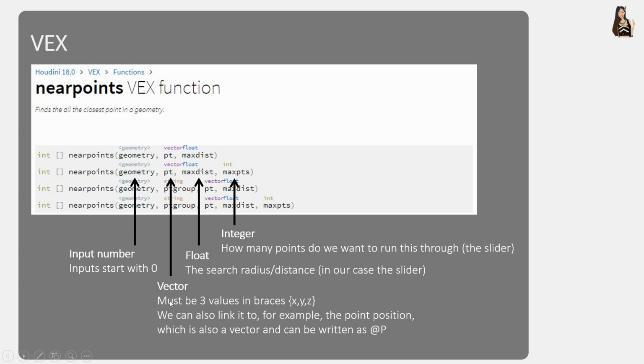So you know that a vector must use 3 values in braces, like RGB. But in this case, we can also use @p, which refers to point position. Point position has 3 values, x, y, and z, so position in the x, y, and z axis. And if we type @p, it's going to be different for each point. So this is exactly what we want.